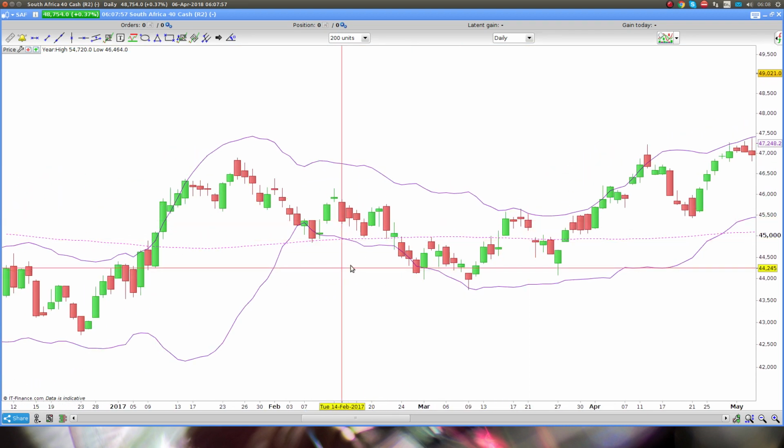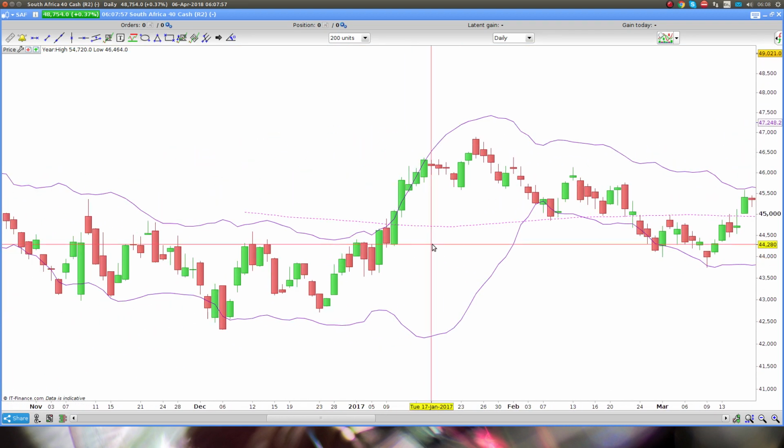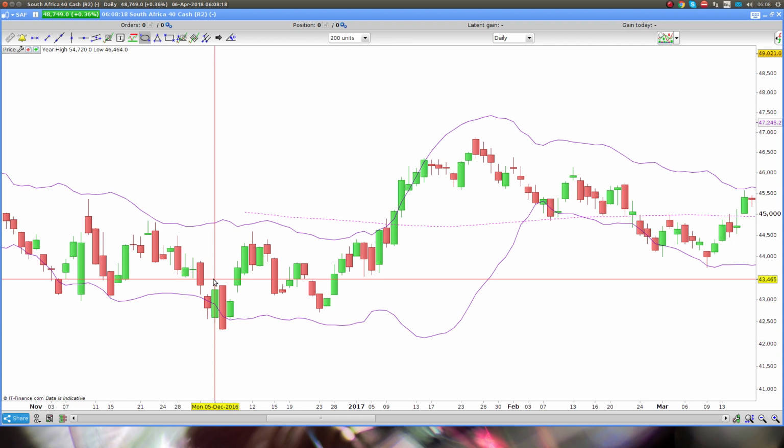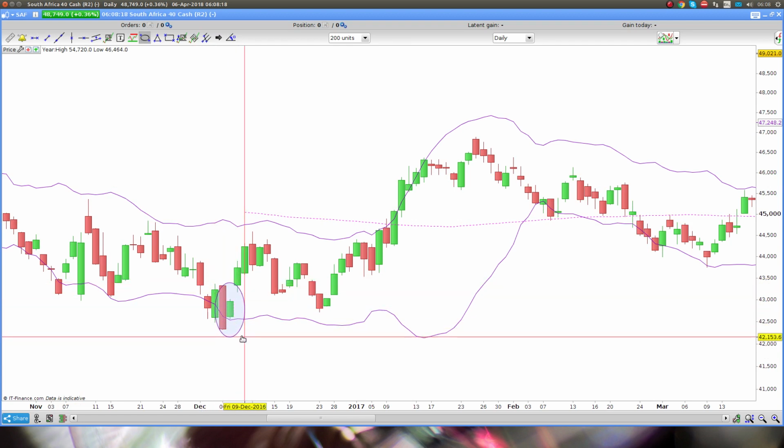Right, so let's just move along here, and the next pattern that I utilize is the inside bar. Now the inside bar is another great pattern. You can see here there are quite a few of them. So here's the biggest one.